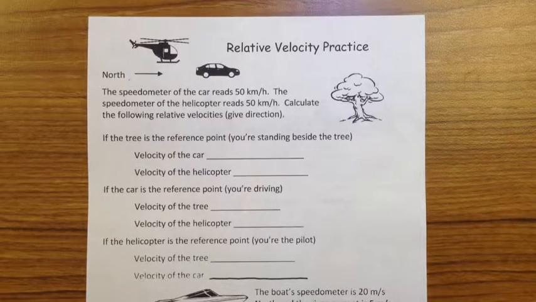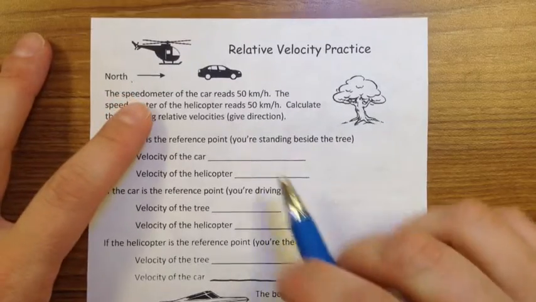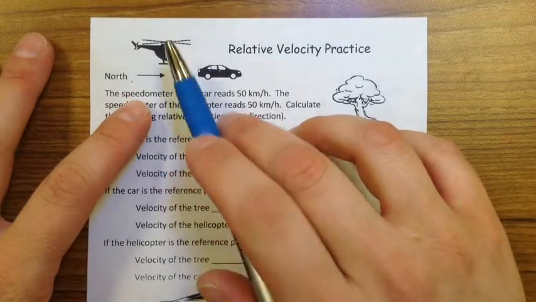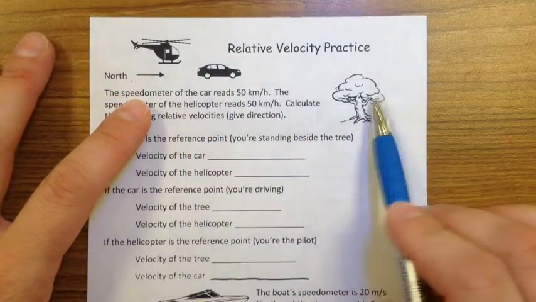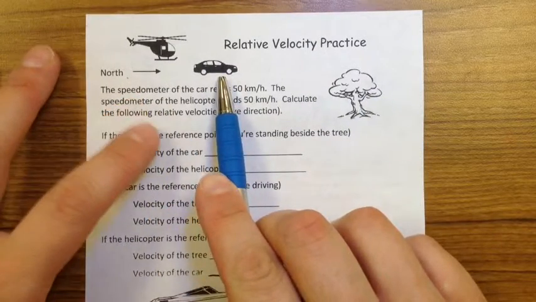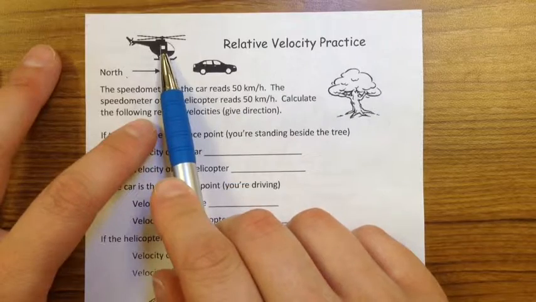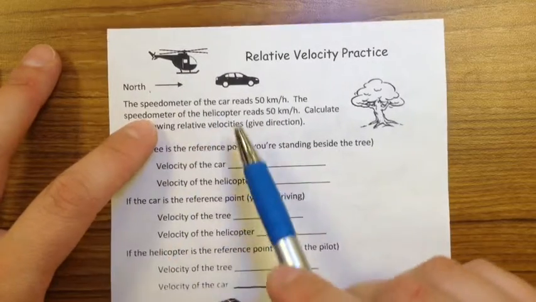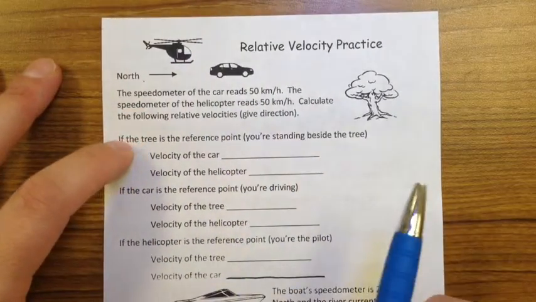Relative motion is all about the motion relative to a specific perspective, reference point, or sometimes we will consider a frame of reference. Okay, so we have three objects. We have a helicopter, a car, and a tree. The speedometer of the car reads 50 kilometers per hour. The speedometer of the helicopter reads 50 kilometers per hour. Then we're going to calculate the relative velocities providing the direction.